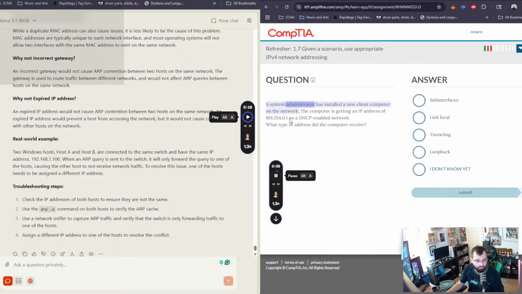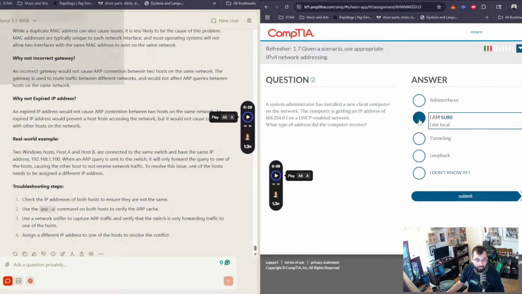A system administrator has installed a new client computer on the network. The computer is getting an IP address of a puppy. Yeah, that's what that is.